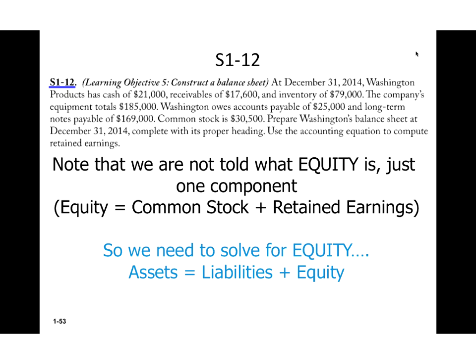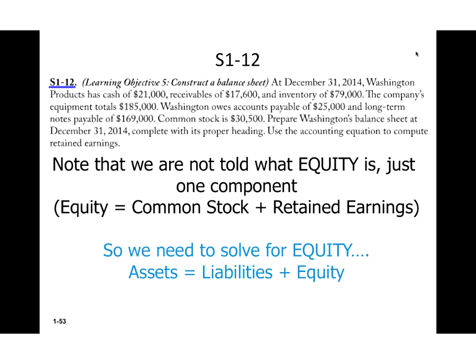We know what common stock is. We don't know what retained earnings is. So we're going to have to do a calculation on the side first, and then we can do our statement. So when you're going to do your homework problem, this is exactly what you need to do. If you do it in this order, you'll be fine.